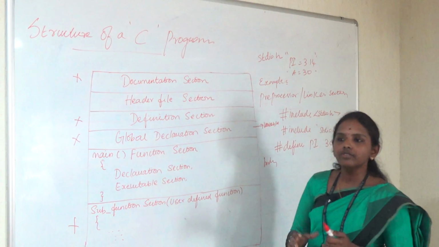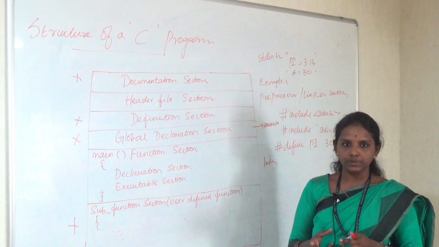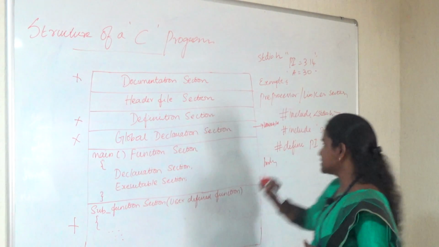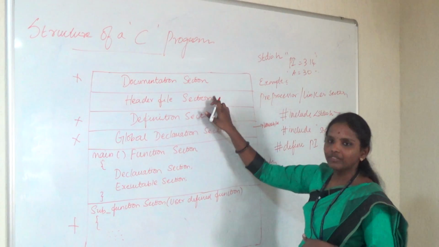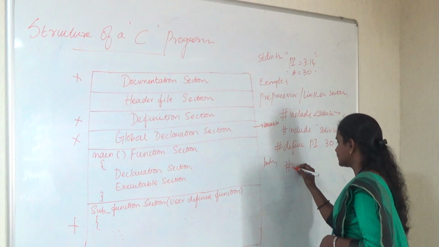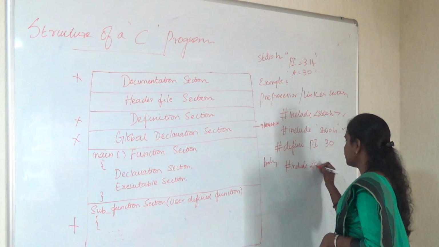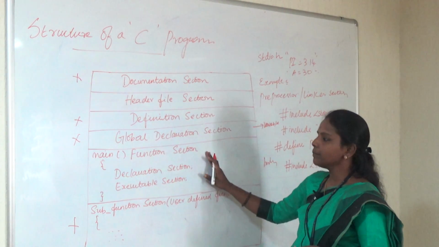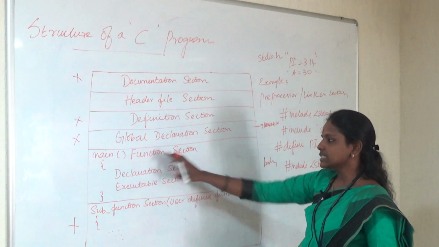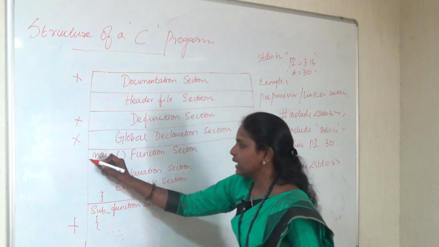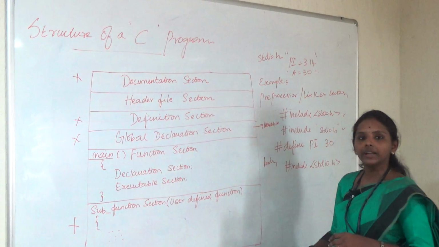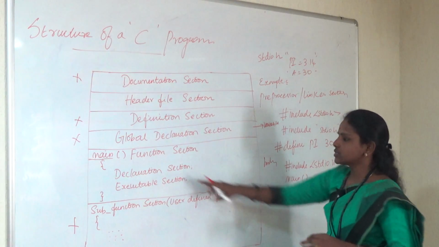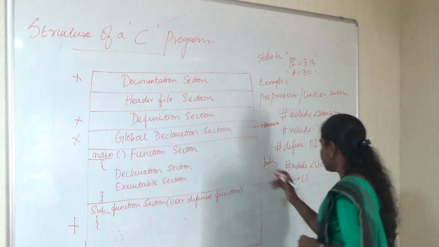For example, if you are going to perform an addition of two numbers, the program can be written as follows. First is your header file section, where you declare the header file #include <stdio.h>, followed by the main function section. Main is a keyword which is a mandatory part of every program, and it should be started with a curly bracket.